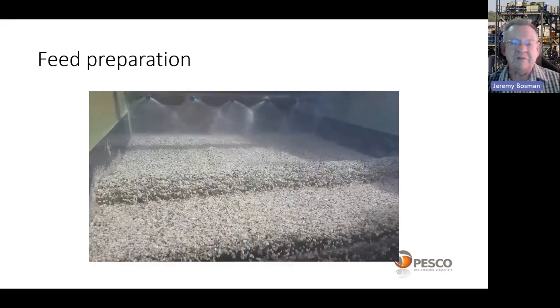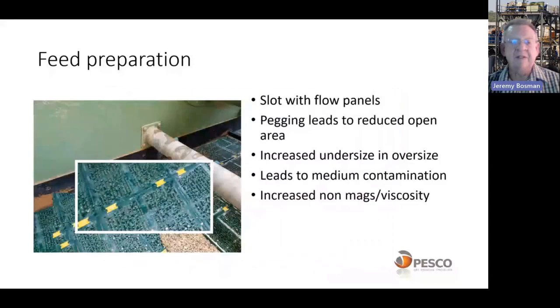Visually, if you look at that screen, everything looks fine. If we stop the screen and we inspect the panels, we find that there's a lot of pegging. Now, these panels are slot with flow panels, and even in spite of that, we have a lot of pegging. Pegging leads to reduced open area. We get increased undersize and oversize. It leads to medium contamination, and we get increased non-mags and viscosity in our medium.